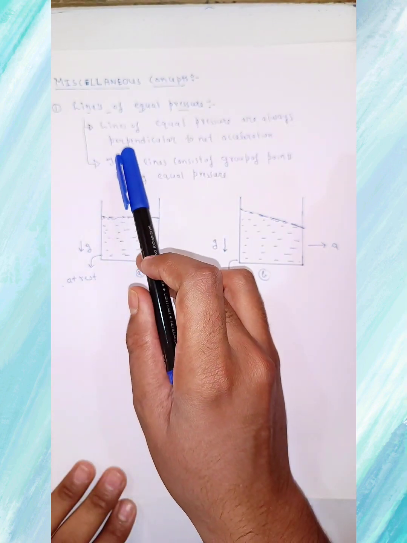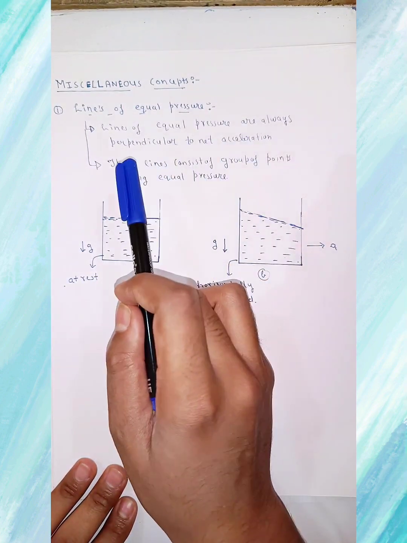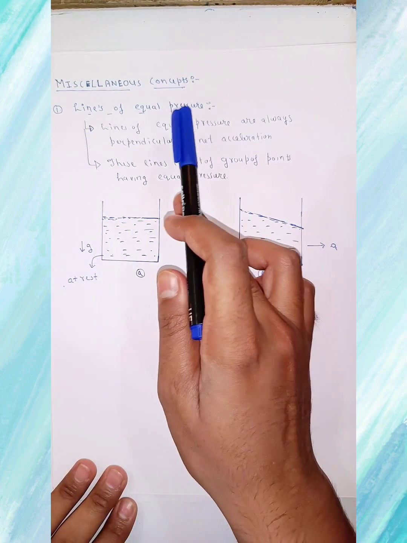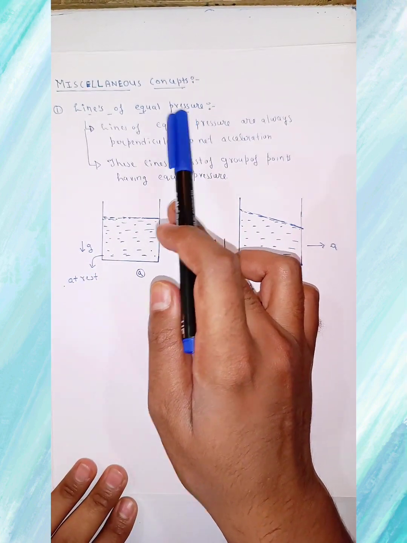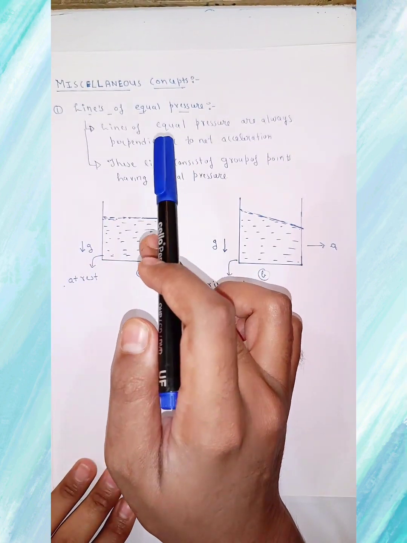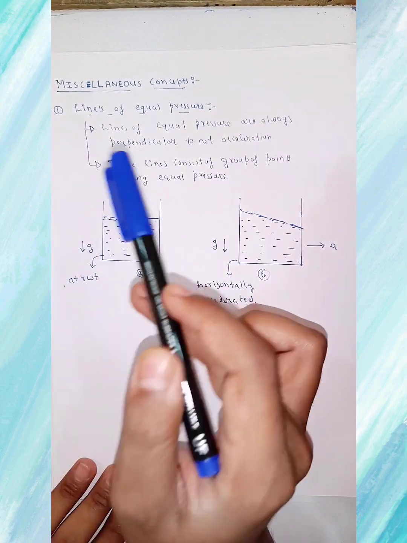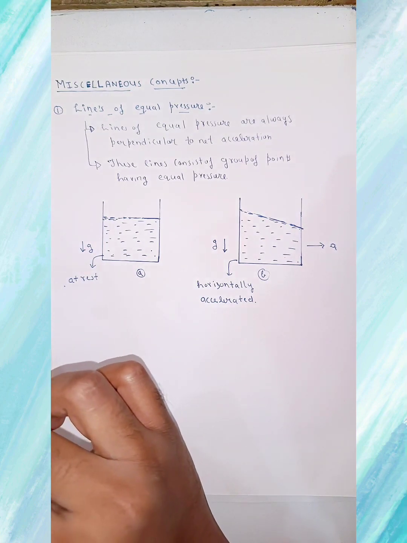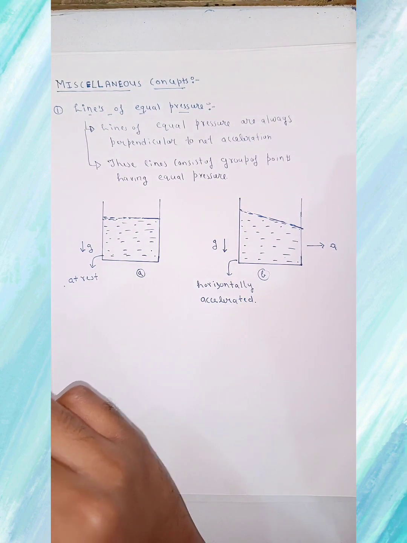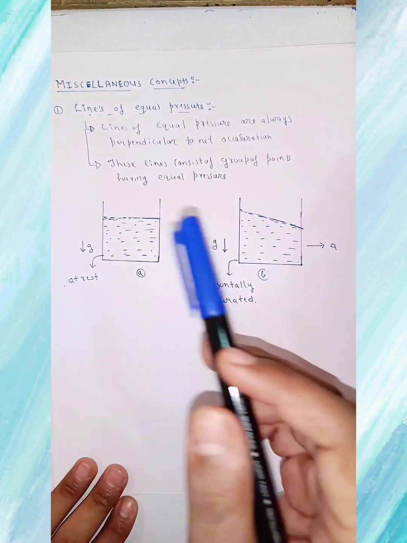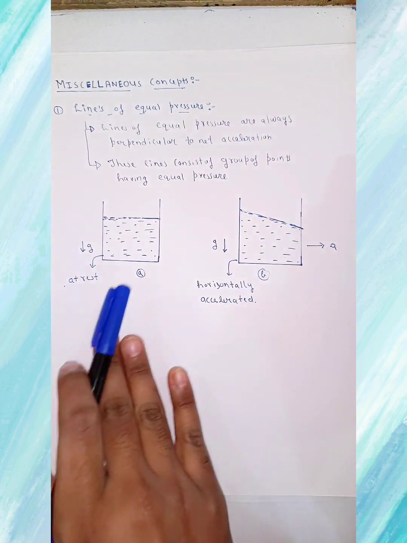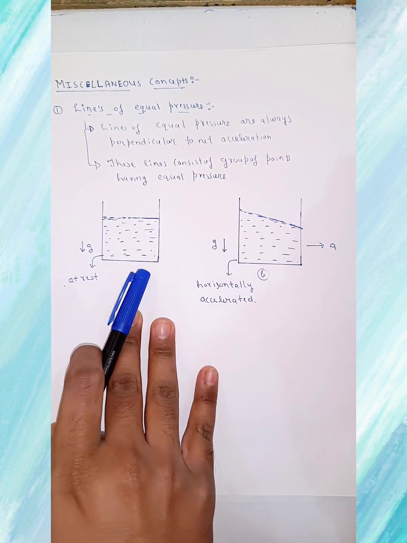Secondly, lines of equal pressure are always perpendicular to net acceleration. So this point is important. You should remember this: to find lines of equal pressure, we should find the net acceleration, and perpendicular to the net acceleration will be lines of equal pressure. Okay, so to understand this, let us go through these 2 situations.